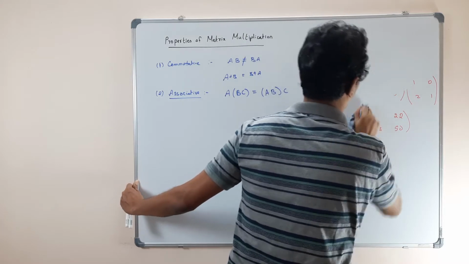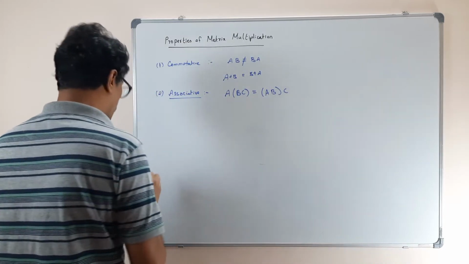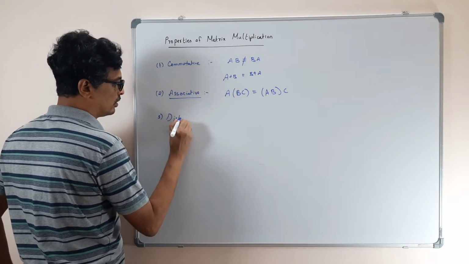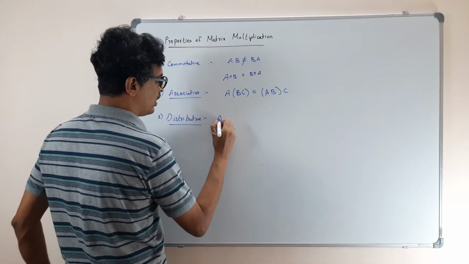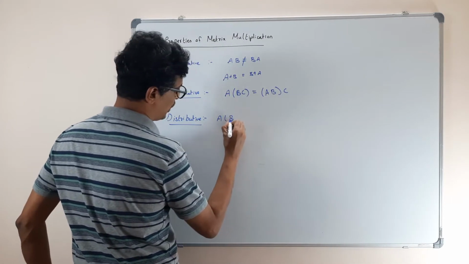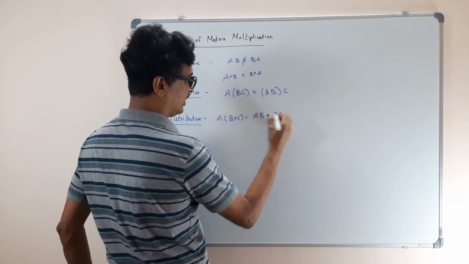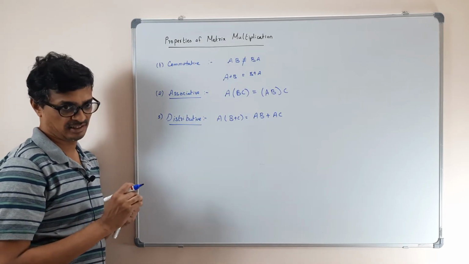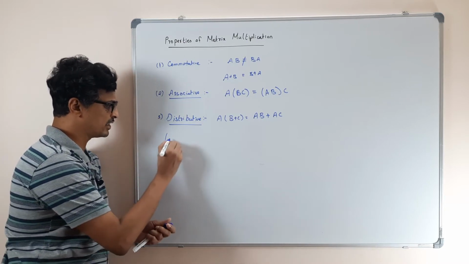So that means if again you have three matrices A, B and C, what is the distributive property? A into B plus C will be equal to AB plus AC, not CA. AB plus AC. So shall we prove it again? Let us not take big numbers. Let us take simple numbers.